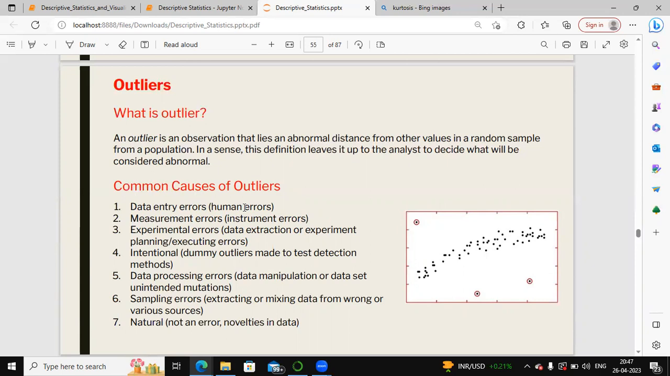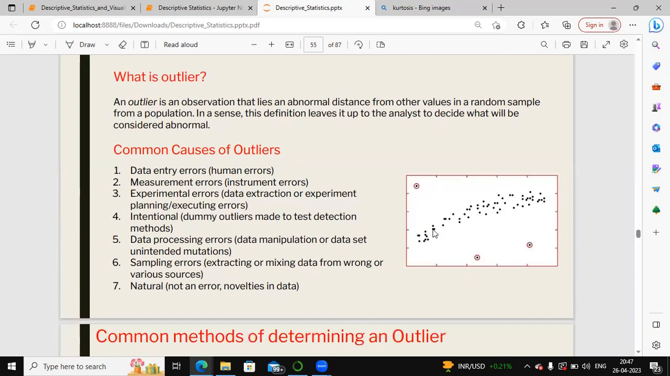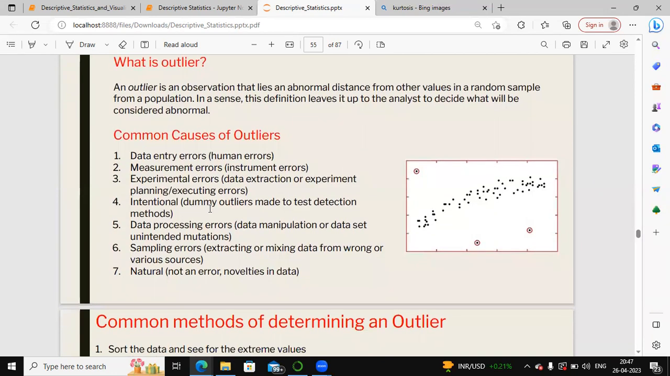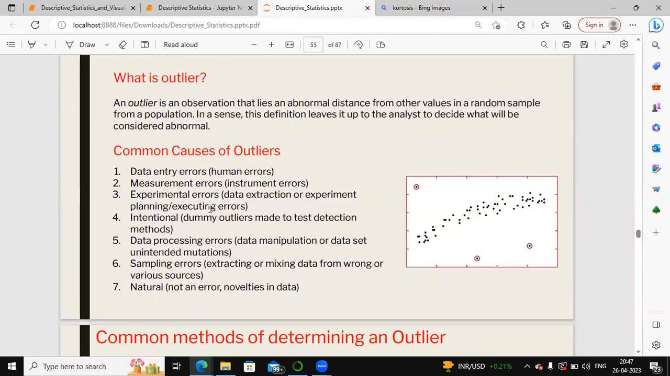Okay, that kind of error can happen. Human error can happen. Like instead of 24 years, if you write 40, that is not possible, right? So that kind of data will affect our results for the experiment that we are conducting.